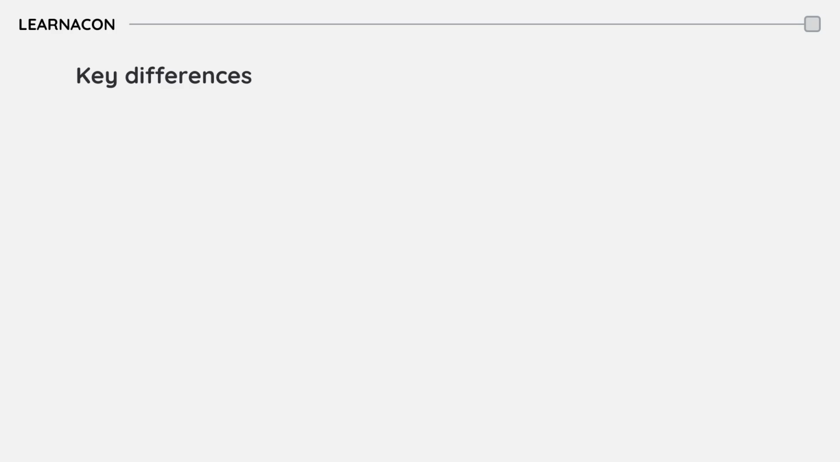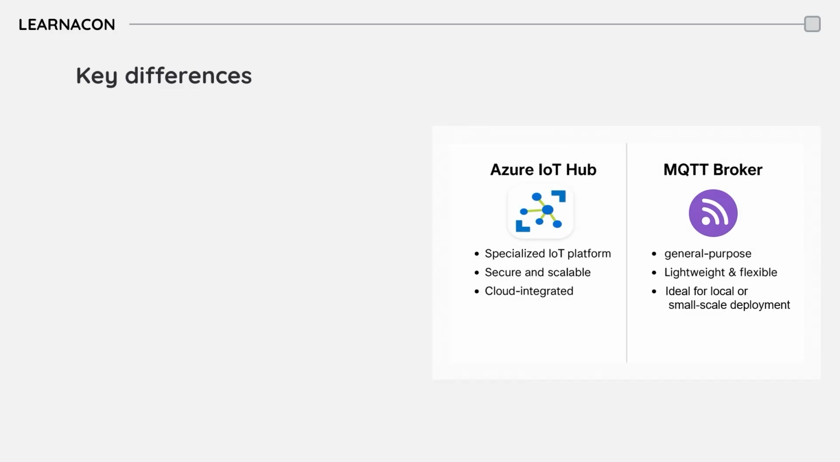The key differences between Azure IoT Hub and a standard MQTT broker stem from their design philosophies. Azure IoT Hub is a specialized IoT platform built on top of MQTT, tailored for secure, scalable, and cloud-integrated device communication. In contrast, traditional MQTT brokers are general-purpose messaging platforms, lightweight, flexible, and ideal for local or small-scale deployments.